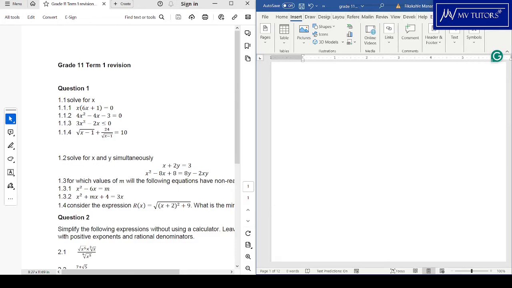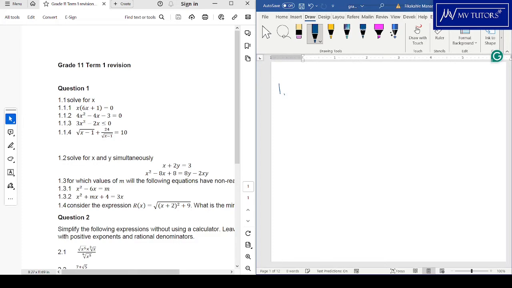So the first question is 1.1, and we have to solve for x. Given x(6x + 1) = 0, I've got 2 x's here. So the first one, I'm just going to simply say x = 0, or the other one is this one in the bracket, which is 6x + 1 = 0.